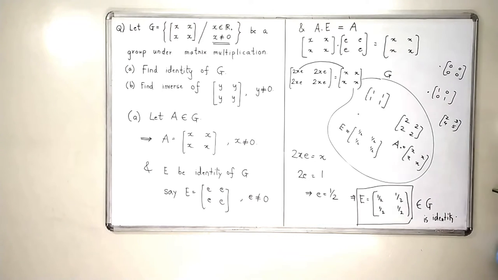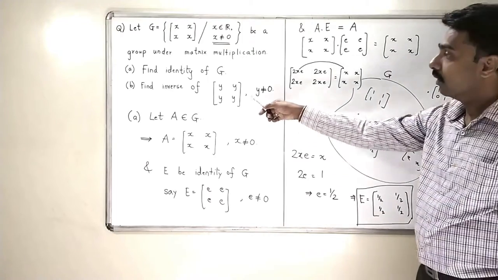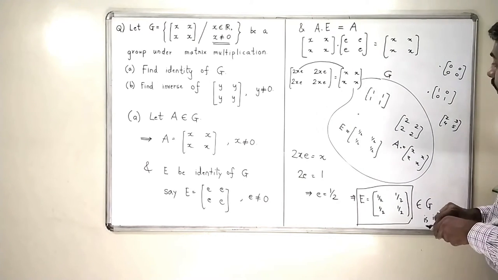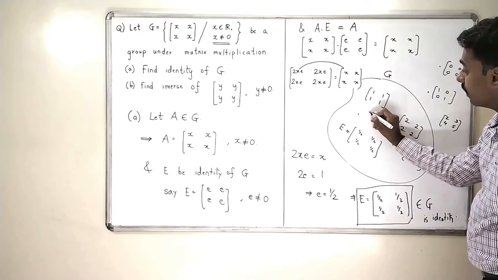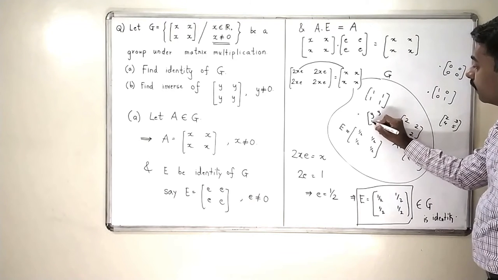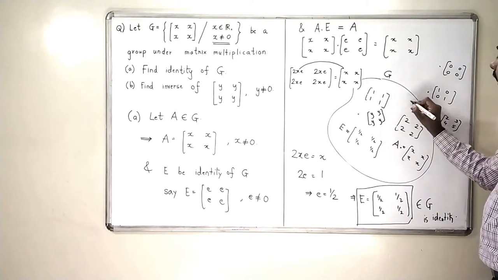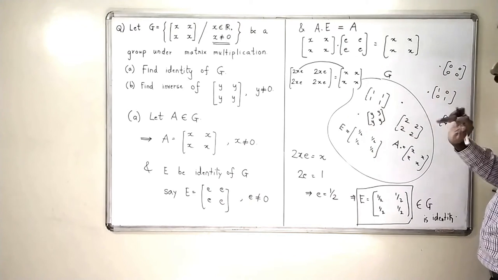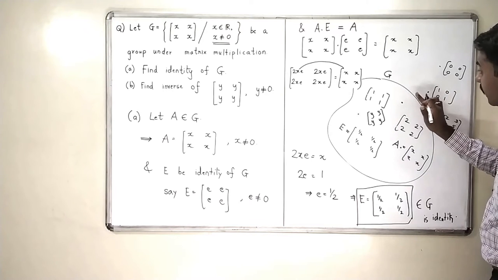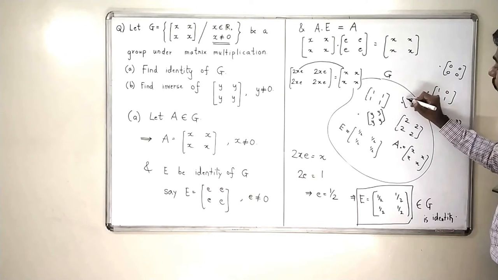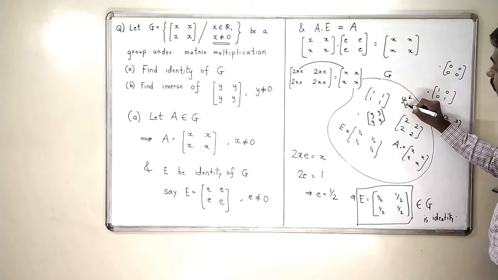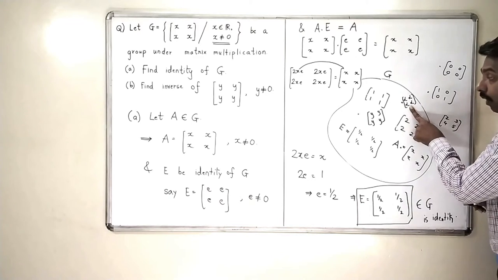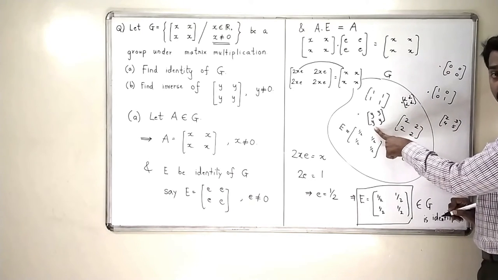Okay, now we have to go to the second part of finding the inverse of an element in this group. So I will take an element here now. That element is y. And I am going to find an element in this set which is the inverse of this particular matrix. Now that inverse, I am going to denote by, say, alpha. So what is alpha? It is the inverse of the matrix y.